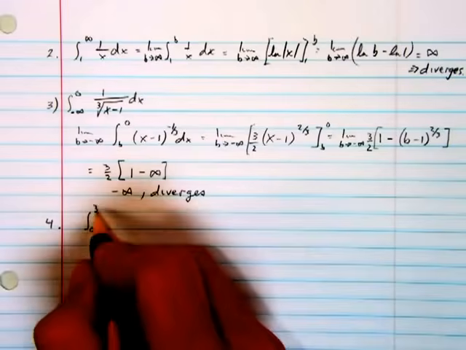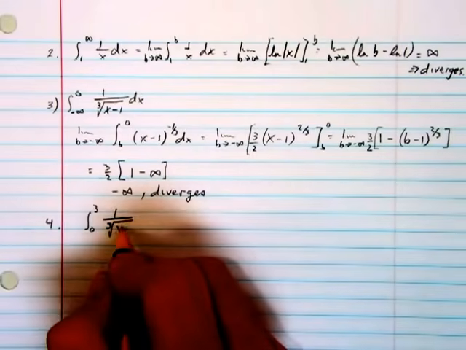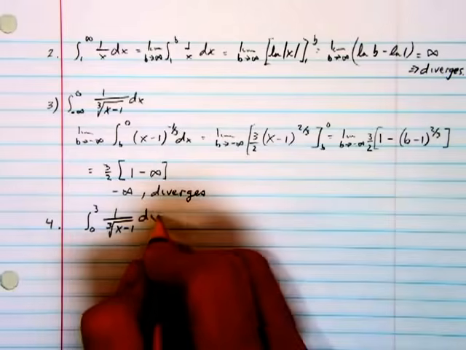Number 4. The integral from 0 to 3 of, and I'll take a look at that same problem we just had.